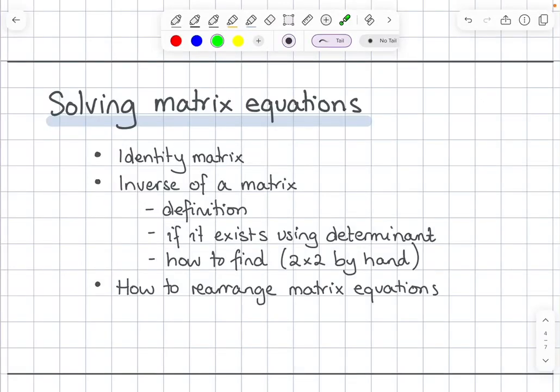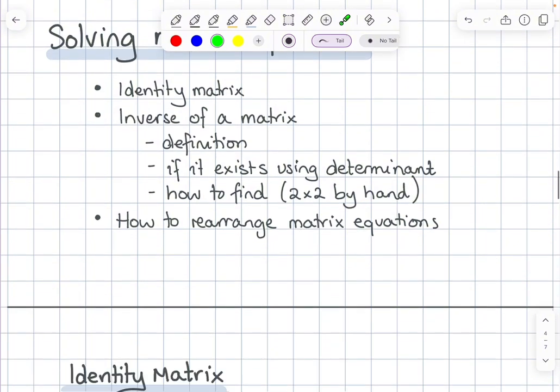In order to solve matrix equations, we need to understand a few things first. So we're going to look at the identity matrix and understand what that is. We'll look at the inverse of a matrix, the definition, whether it exists, because it doesn't always, and how to find it by hand for a 2 by 2, but anything else, anything bigger, you'll be using the calculator. And then we'll have a look at how to rearrange matrix equations in order to solve them.